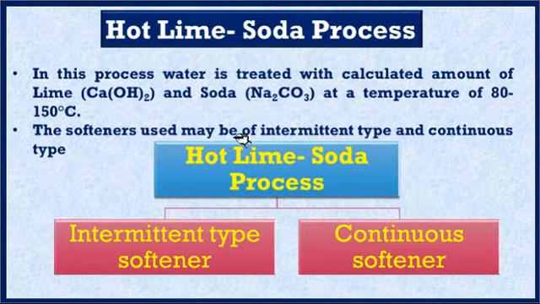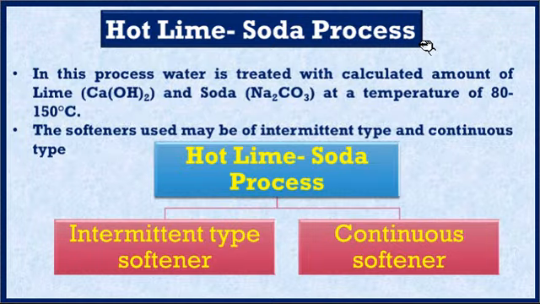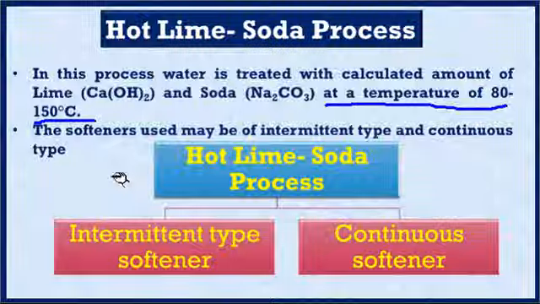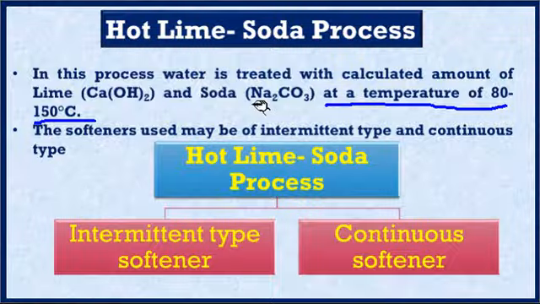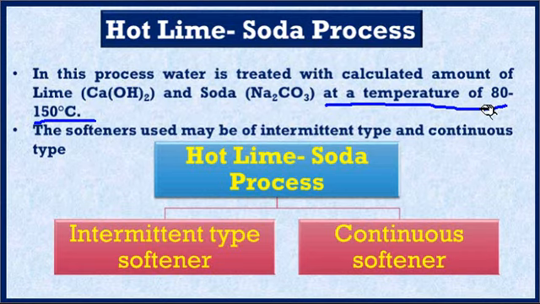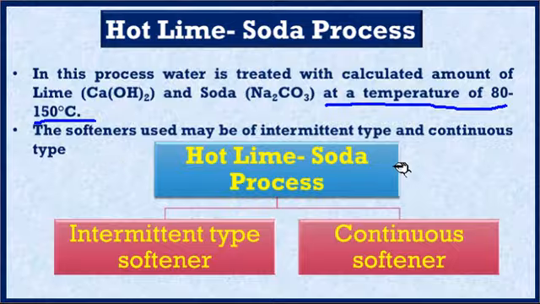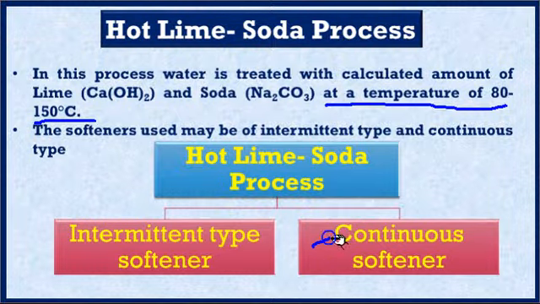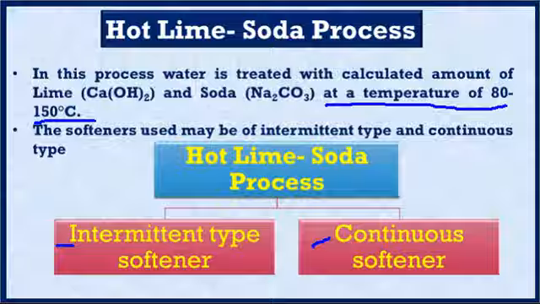Now let us discuss the hot lime soda process, which is similar to the cold lime soda process, but the main difference is that this process is carried out at a higher temperature, that is 80 to 150 degrees Celsius. In this process lime and soda are added to the hot water sample. Similar to the cold process, it can be carried out in two types of softeners: the intermittent type softener and the continuous type softener.